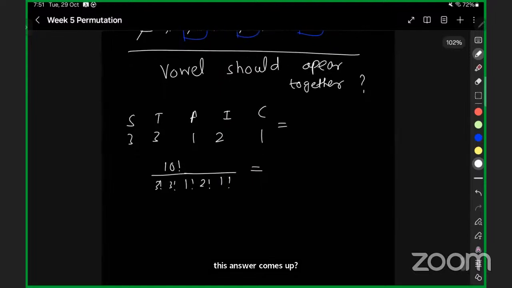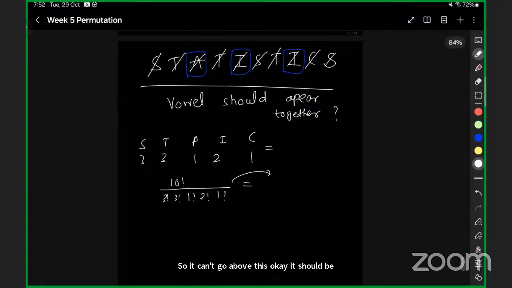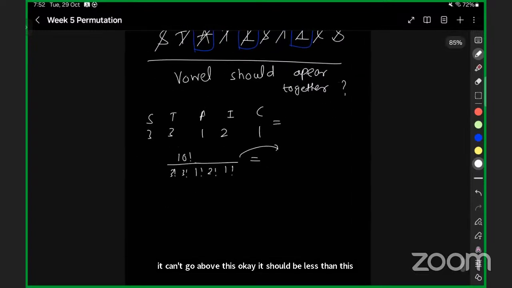But now out of this, some will be there where they are clubbed together, or vowels are appearing together. So those cases I have to find from this. So it can't go above this, it should be less than this. Let's see how to do that.